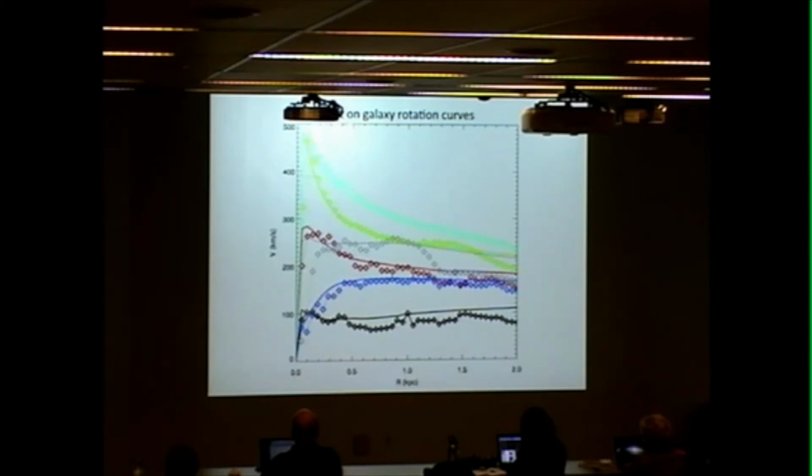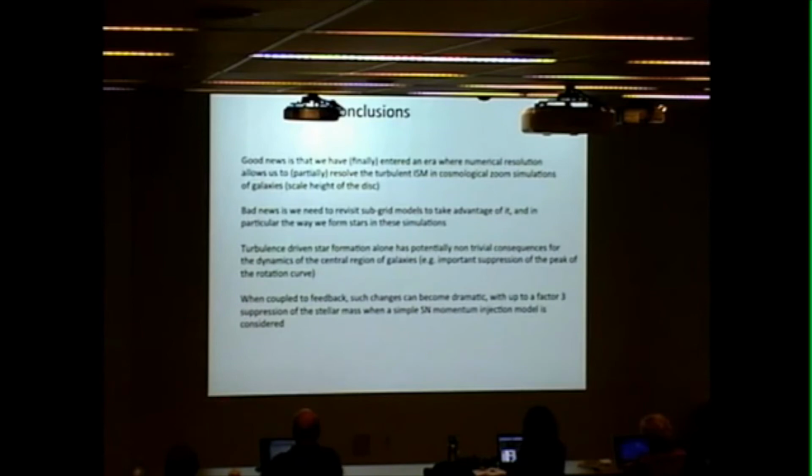Okay, so let me just flash up my conclusion and say that it's good news that we have finally entered an era where we have enough numerical resolution to resolve the turbulent ISM in cosmological zoom simulations. Here the important scale is the scale height of the gas disk, because that's what sets the scale of your clouds. And the bad news, in my opinion, is that we need to revisit the subgrid models that we've been using to take advantage of this extra resolution. In particular, we have to pay attention to how we form stars in the simulation.